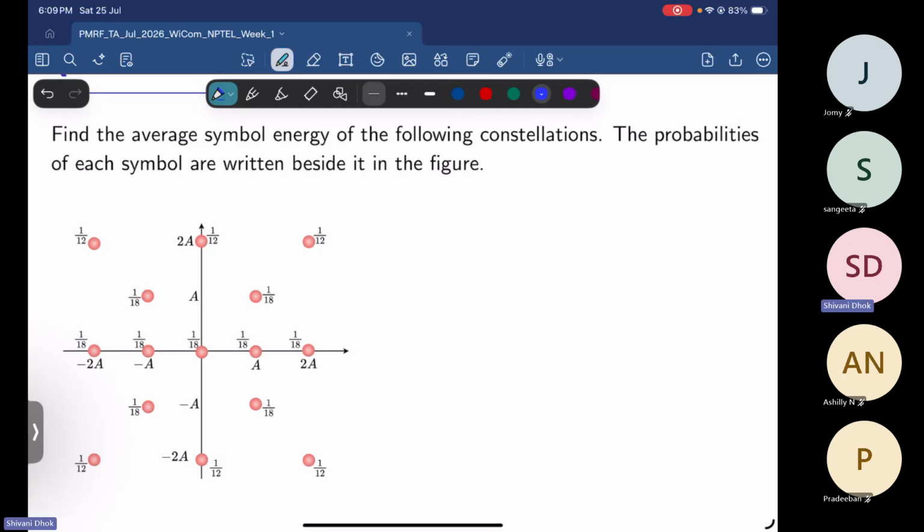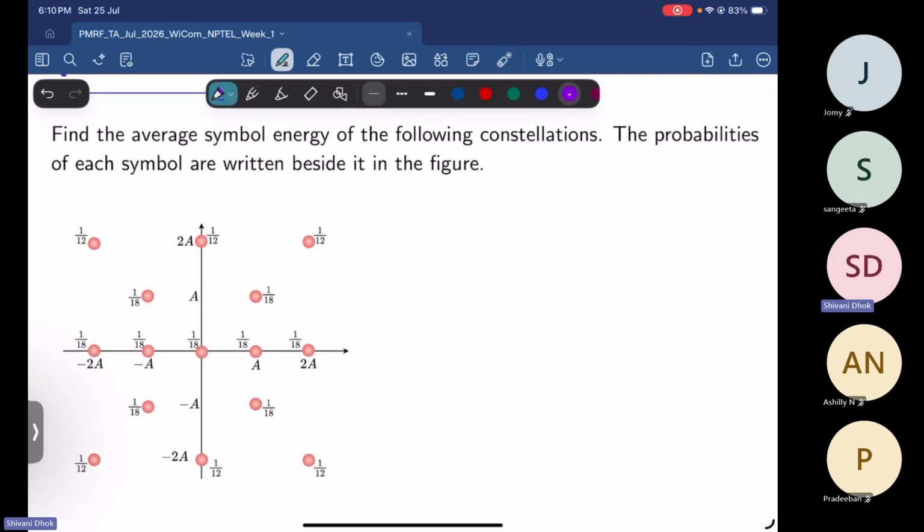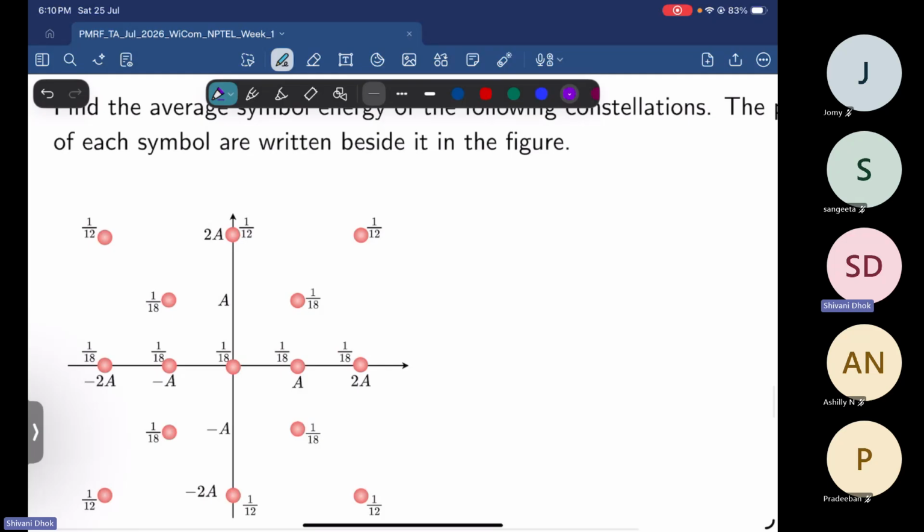they are not equiprobable. For example, this particular constellation point occurs with probability 1 by 12. This particular constellation point occurs with probability again 1 by 12. However, this particular constellation point, this one, these occur with probability 1 by 18. So now we'll have to rely on the basic formula that we had seen earlier. So let me first write down the vector values.